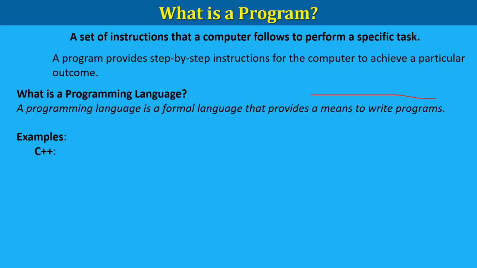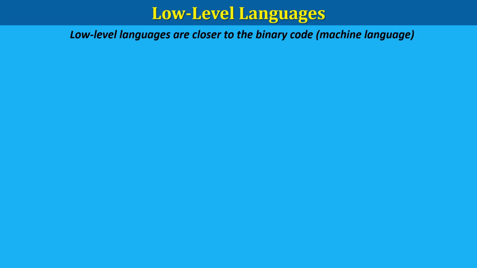Examples are C++, commonly used for system programming and game development due to its performance and control. Python, known for its simplicity and readability, widely used in data science and artificial intelligence. And Java, which is often used for Android app development and large-scale systems due to its portability and robustness.